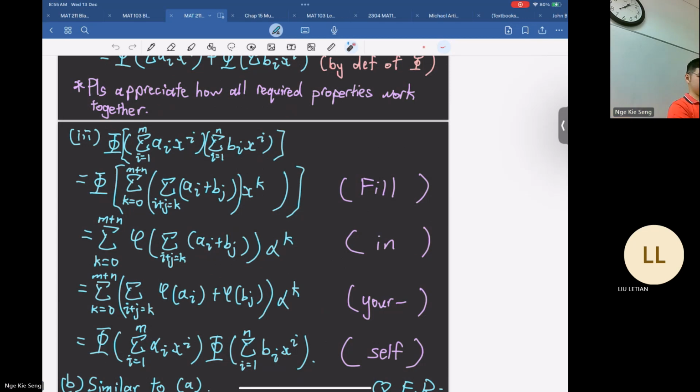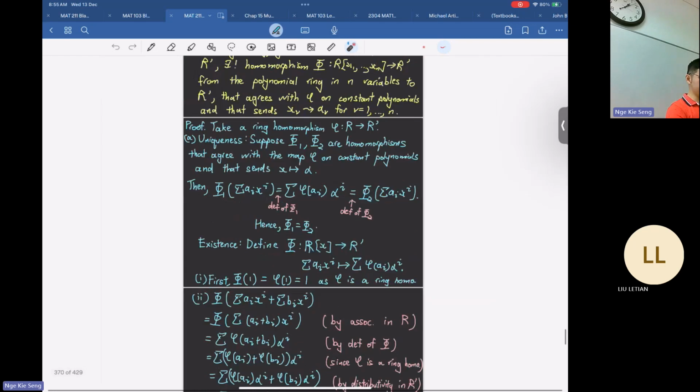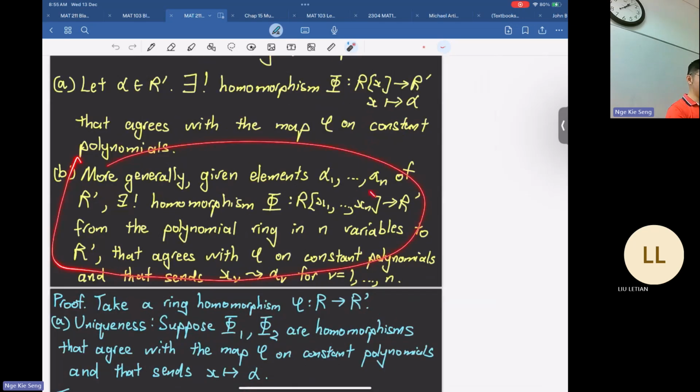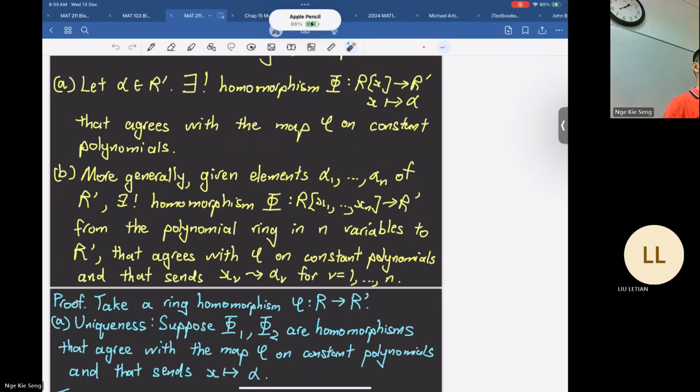And because this is just the one-variable case, part B will extend to the multi-variable case. So you tell me where all the variables should go, and it also extends to a homomorphism uniquely. Any more questions?